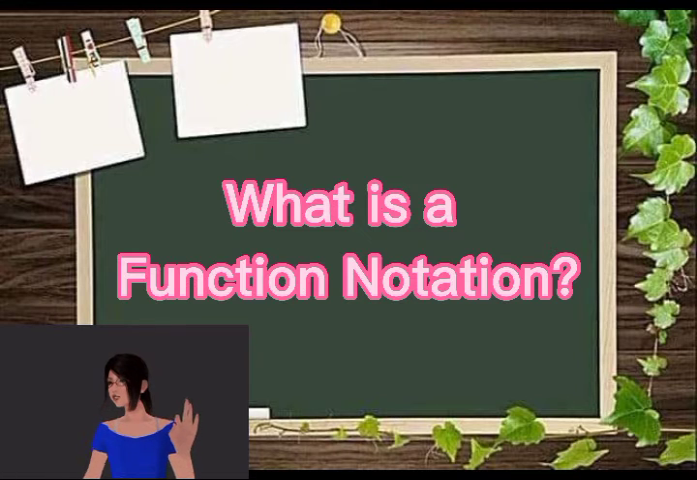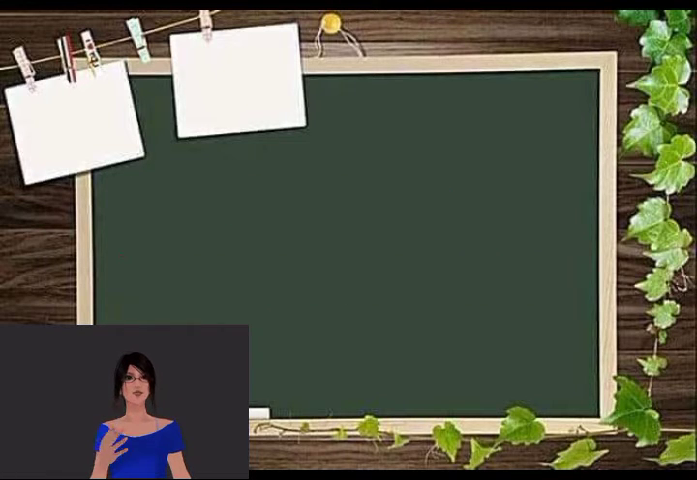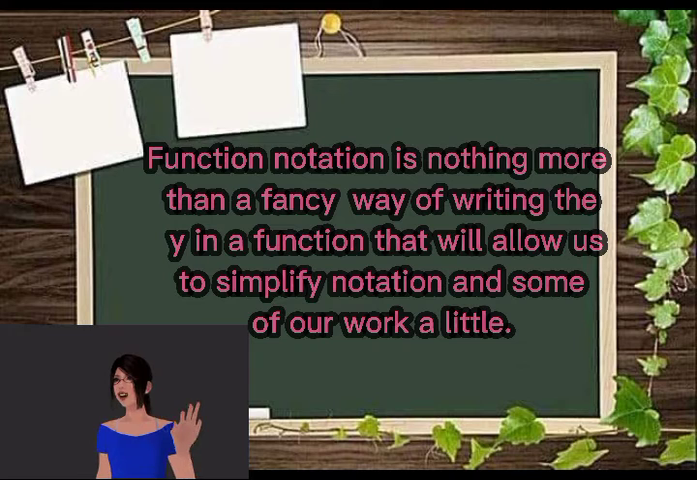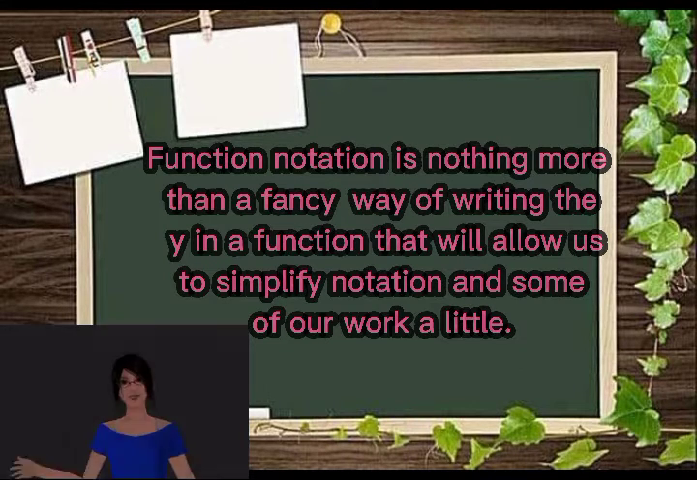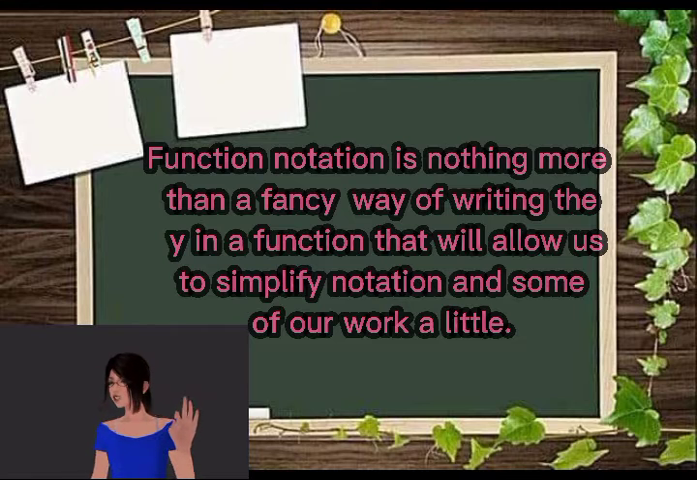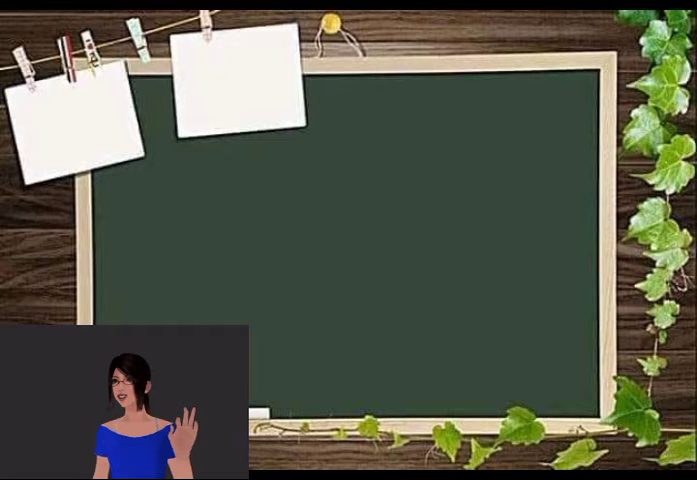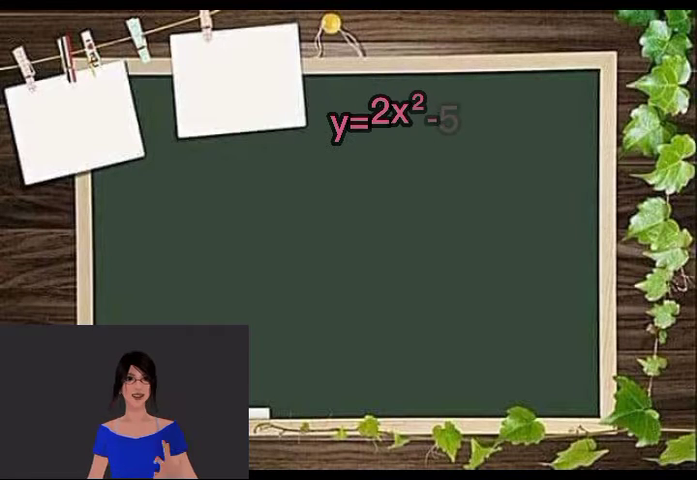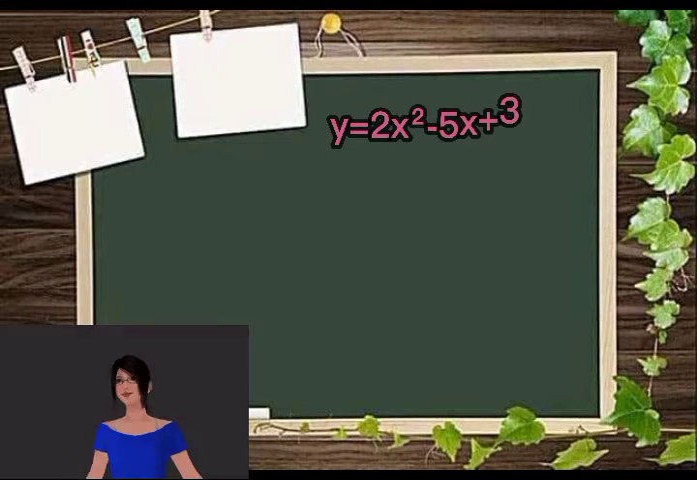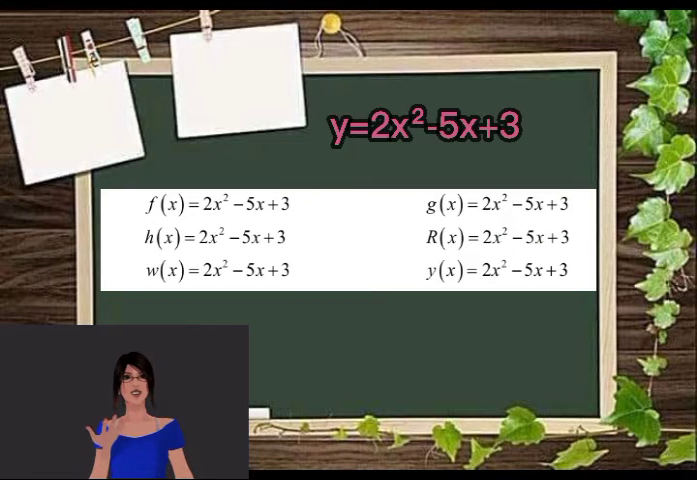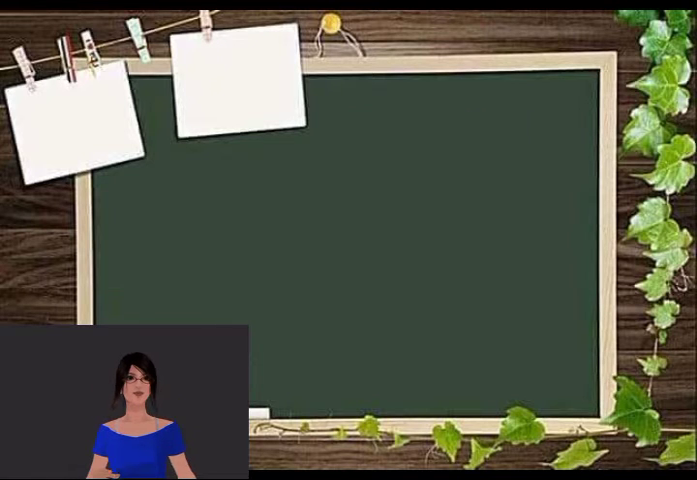So let's talk about function notation. Function notation is nothing more than a fancy way of writing the y in a function that will allow us to simplify notation and make our work a little easier. Let's take a look at the following function. y is equal to 2x squared minus 5x plus 3. Using function notation, we can write this as any of the following.